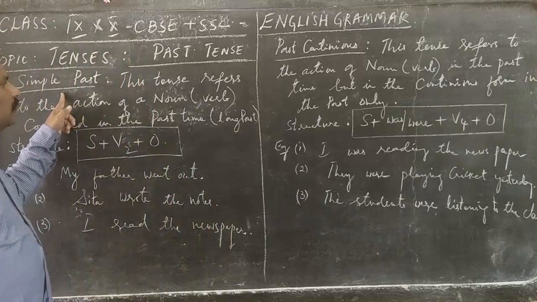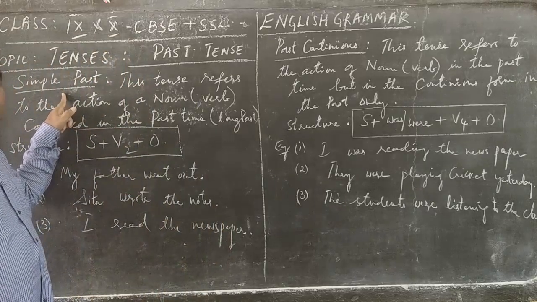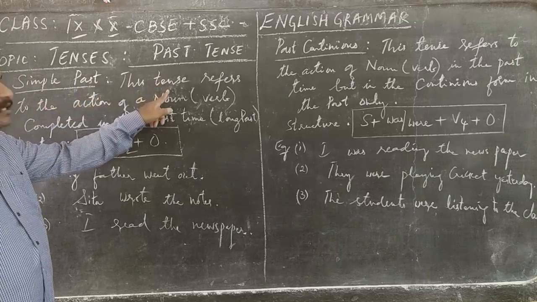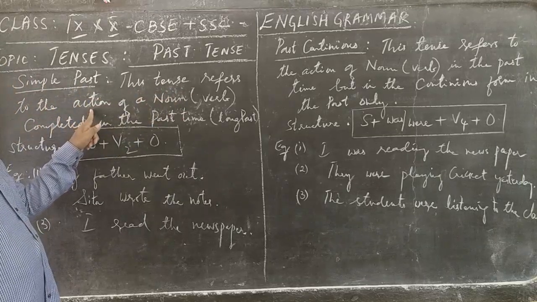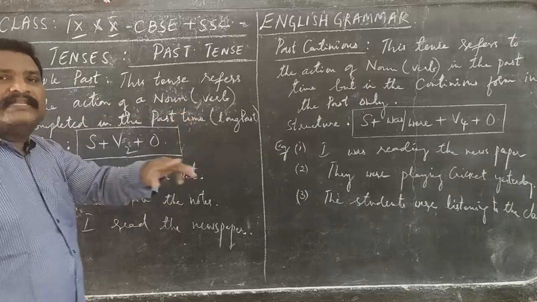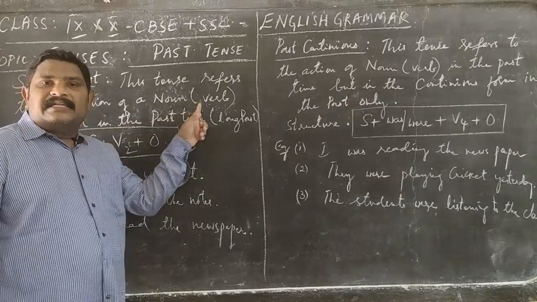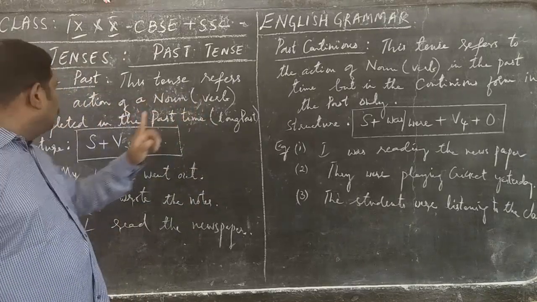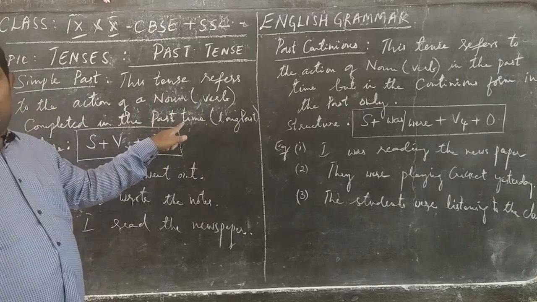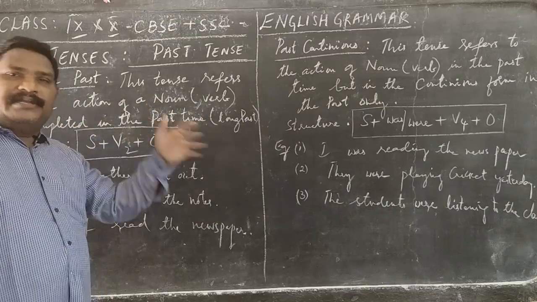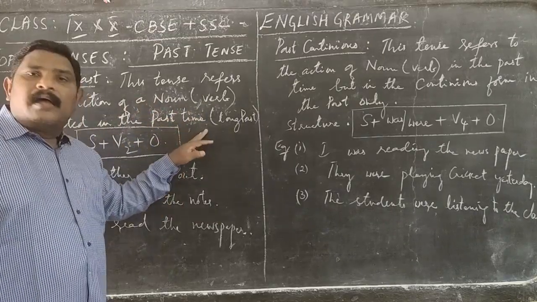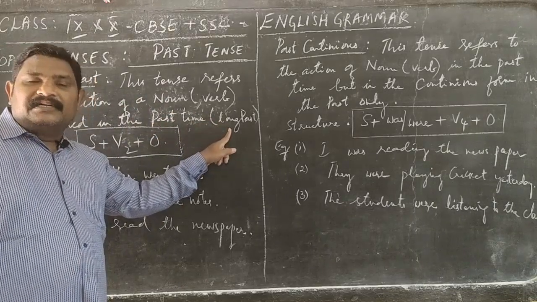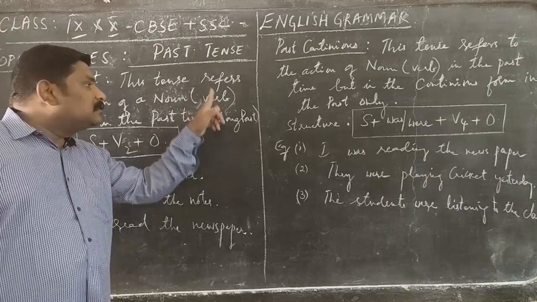Now let us look at the definition part. What exactly does the definition say? The simple past: this tense refers to the action of a noun, that is verb. What is the action of a noun? It is verb. So this tense refers to the action of a noun, that is verb, completed in the past. Action completed in the past. When is this past? I have written in the bracket here, it is long past.